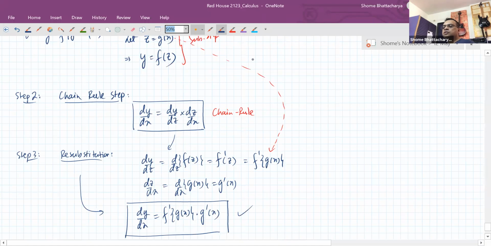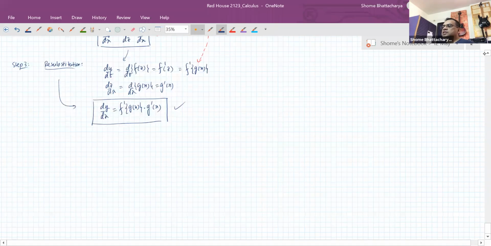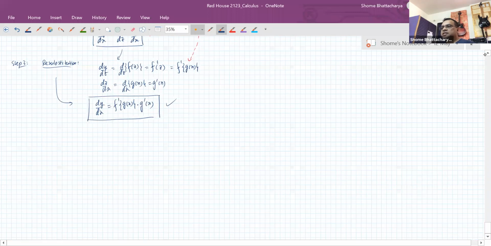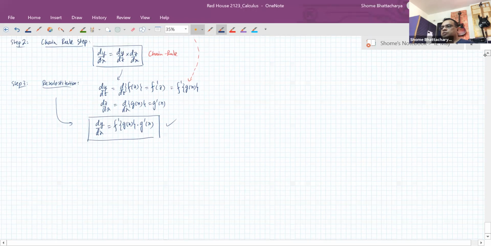Okay. So this might appear a little bit confusing in the beginning, but we will see an example, and in a couple of minutes with that example, it will become very clear how to apply these steps. Okay. So just make a note of this first.